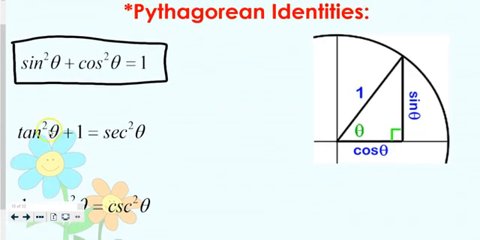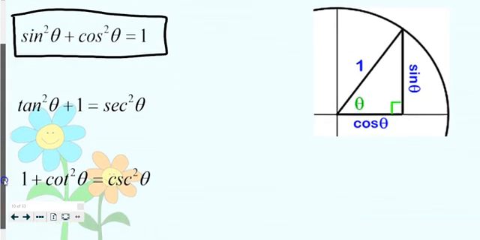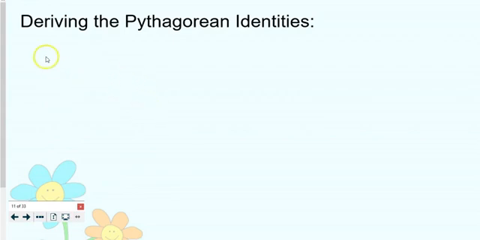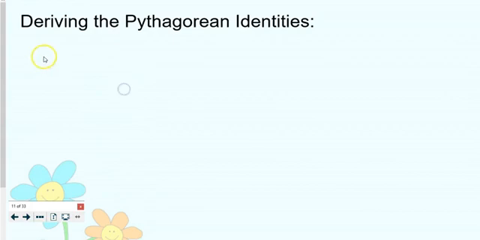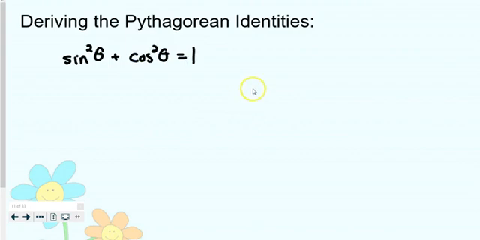Now, these two sometimes can be a little bit hard to memorize, but if you can remember this first one right here, I'm going to show you how you can derive those others. Sine squared plus cosine squared equals 1. So let's talk about deriving that for a second. If we take our Pythagorean identity, sine squared theta plus cosine squared theta equals 1, we're going to actually do this in two different ways. So I'm going to write it twice.